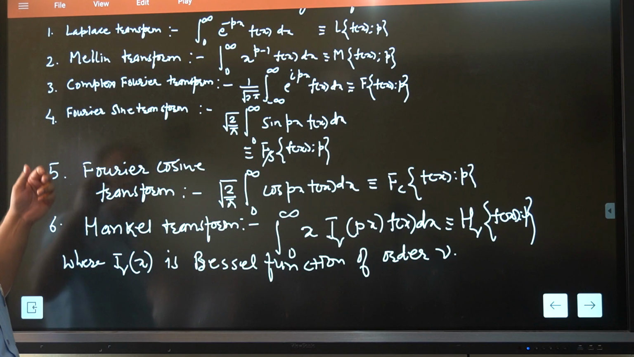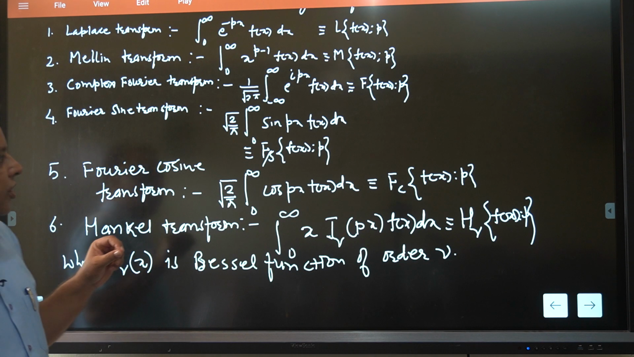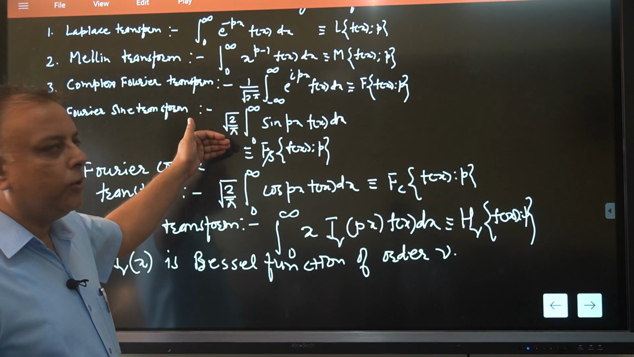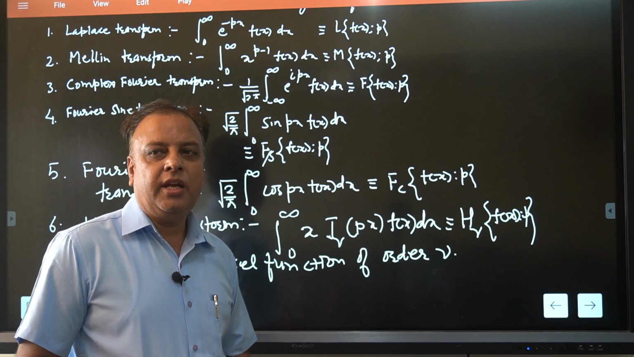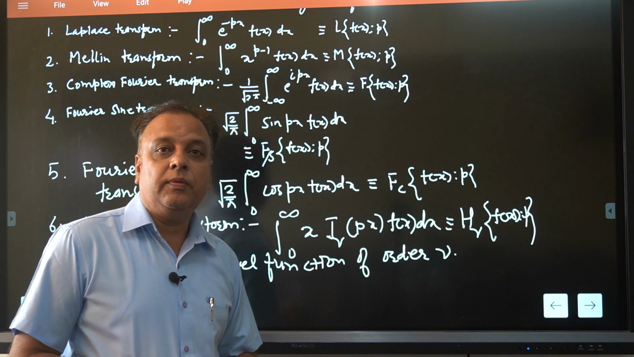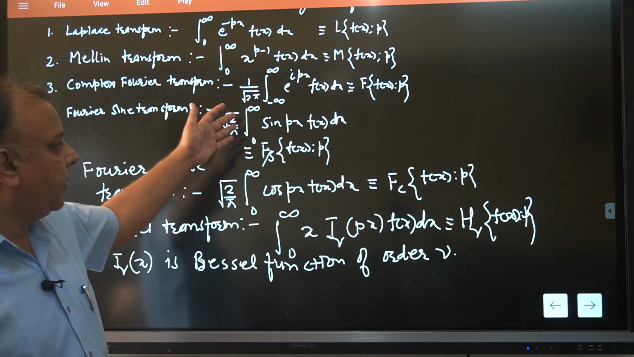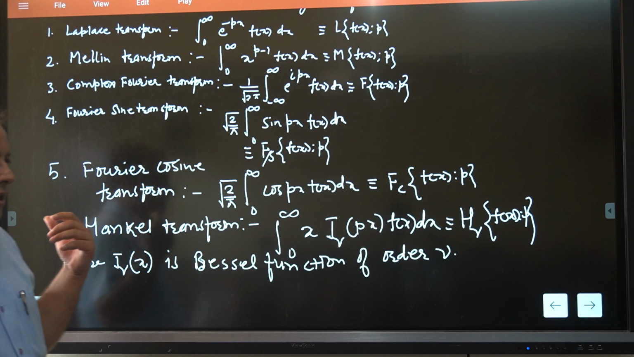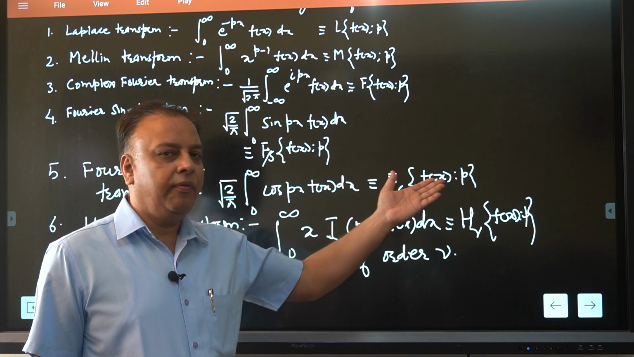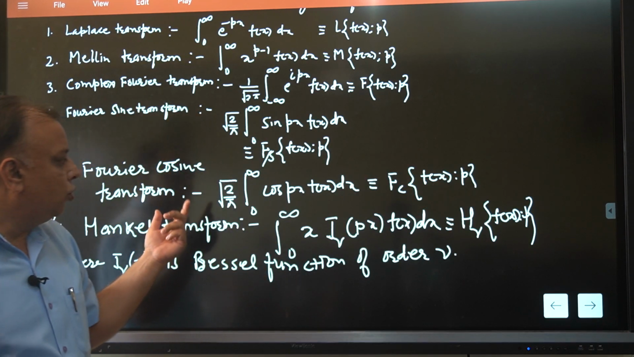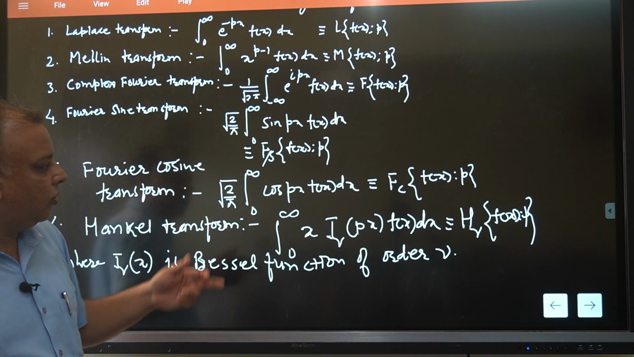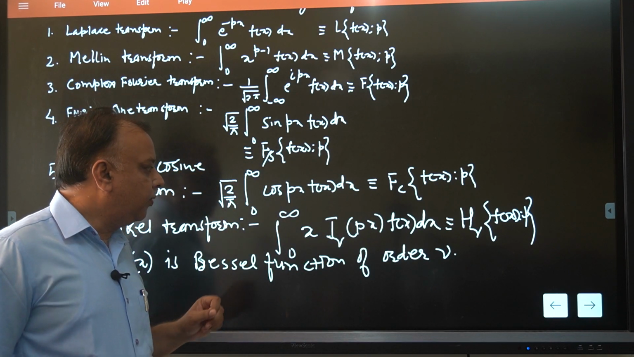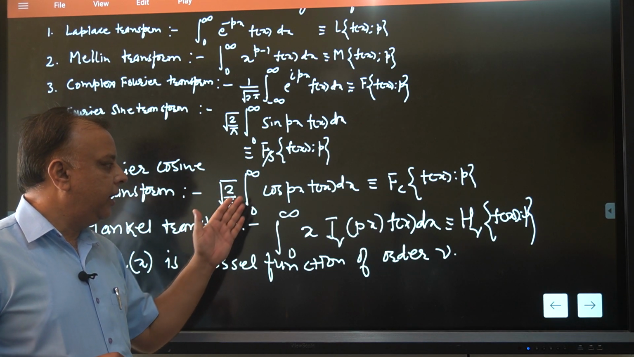Another transformation is the Fourier sine transformation, which is denoted by F_s{f(x)}(p), and it is given by root 2 upon pi times the integral from 0 to infinity of sin px f(x) dx. The kernel of the Fourier sine transformation is root 2 upon pi sin px. Similarly, the Fourier cosine transformation is denoted by F_c{f(x)}(p), and it is given by root 2 upon pi times the integral from 0 to infinity of cos px f(x) dx. The kernel of the Fourier cosine transformation is root 2 upon pi cos px.